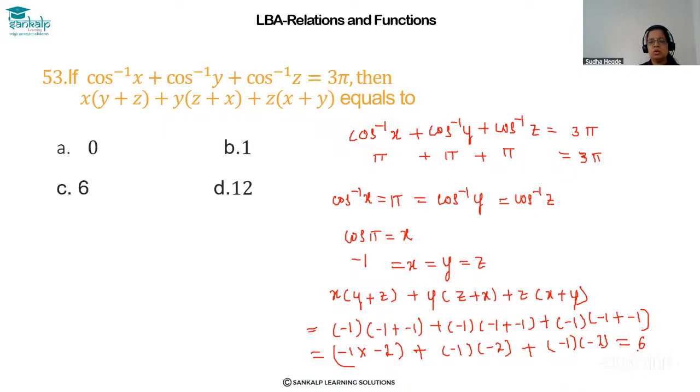So the major thing, maximum value of cos inverse x you should remember. Otherwise it is very simple question. Therefore option C, 6 is the correct answer. Correct? So option C, 6 is the correct answer.